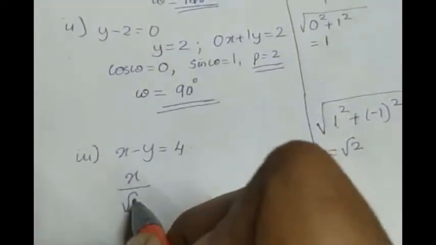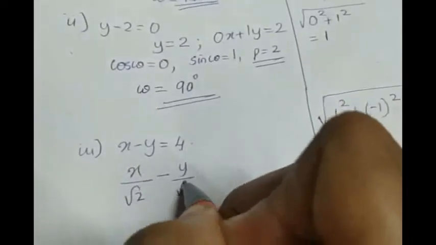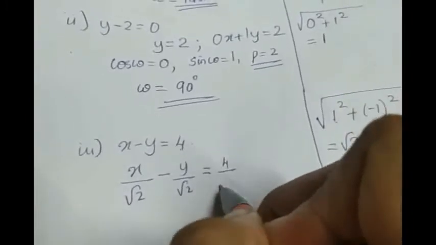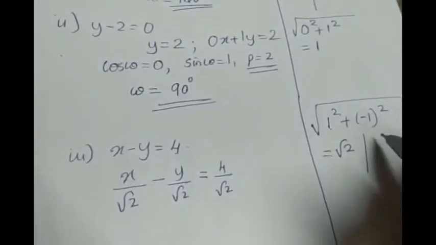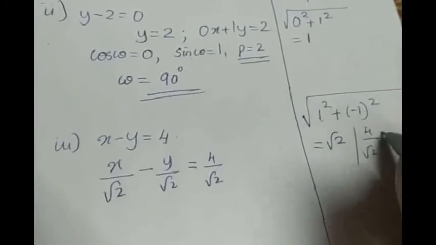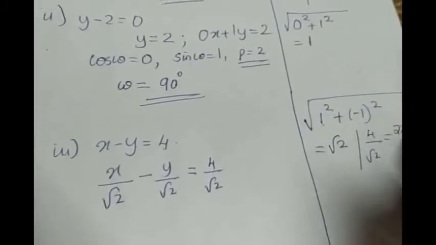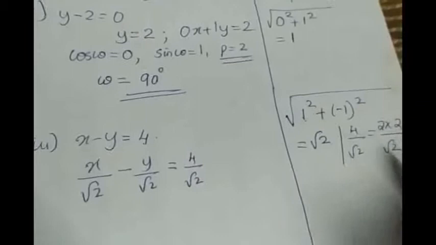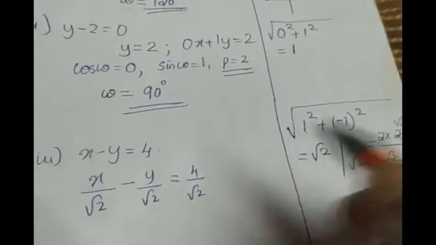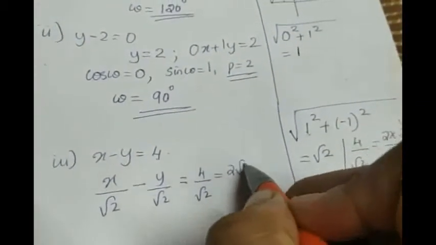So what do we get? x by root 2 minus y by root 2 is equal to 4 by root 2. How can we write 4 by root 2? 4 by root 2 can be written as 2 into 2 by root 2. So root 2 can be cancelled, giving 2 root 2. So this value we can write as 2 root 2.